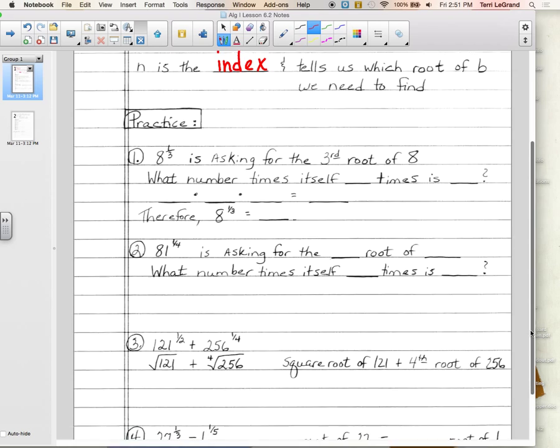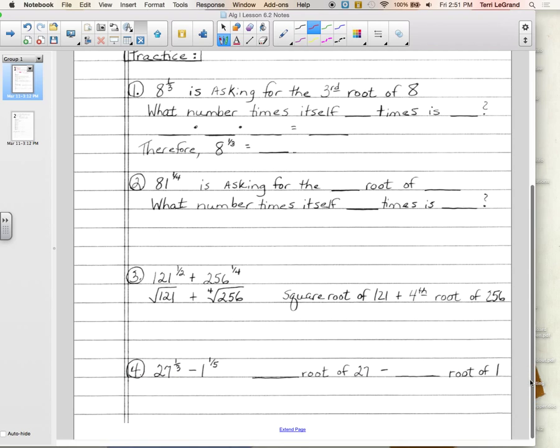So let's start practicing here. What's 8 to the 1/3 power? You guys already answered this for me. It's really asking for the 3rd root of 8. Or in other words, it's asking for what number times itself 3 times results in 8.